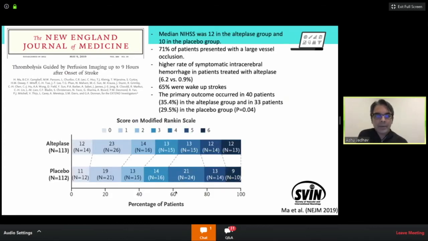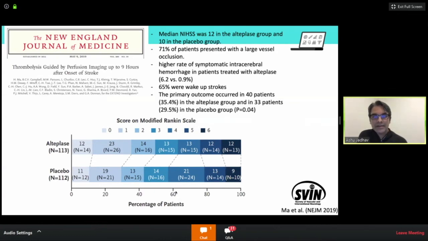A couple of highlights from this trial. The median NIHSS was on the lower side. In most thrombectomy trials, the median NIHSS is about 17. In this trial, it's a little lower, about 12 in the alteplase arm and 10 in the placebo arm. Many of these patients did harbor a large vessel occlusion, and this was conducted at a time when thrombectomy was not considered a standard of care, so many of these patients may not necessarily have gotten thrombectomy. You can see there is a higher rate of symptomatic hemorrhage in the patients who got TPA. The majority of patients were wake-up strokes, which is generally the case with these late time window trials.